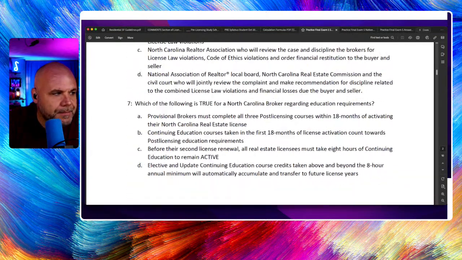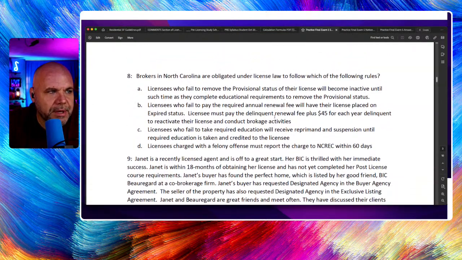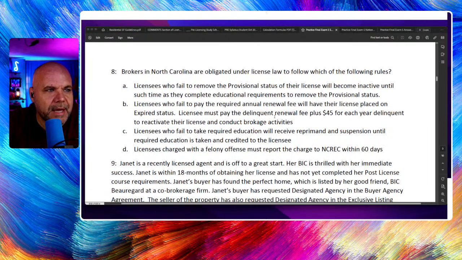Number 8. Brokers in North Carolina who are obligated under license law to follow which of the following rules? Licensees who fail to remove provisional status will become inactive until they can complete education requirements to remove the provisional status. That sounds pretty good, but let's keep on looking because there might be a better answer choice.